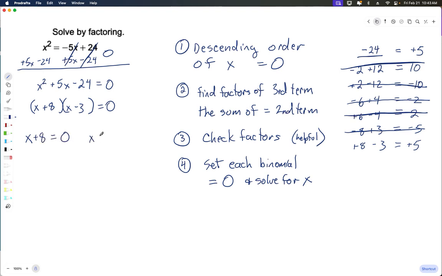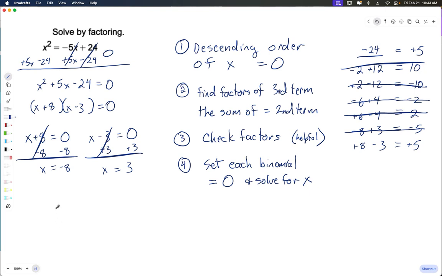X plus 8 is 0. X minus 3 is 0. So I subtract 8 from both sides. X is equal to negative 8. I add 3 to both sides. X is equal to a positive 3, because that would cancel and that would cancel.